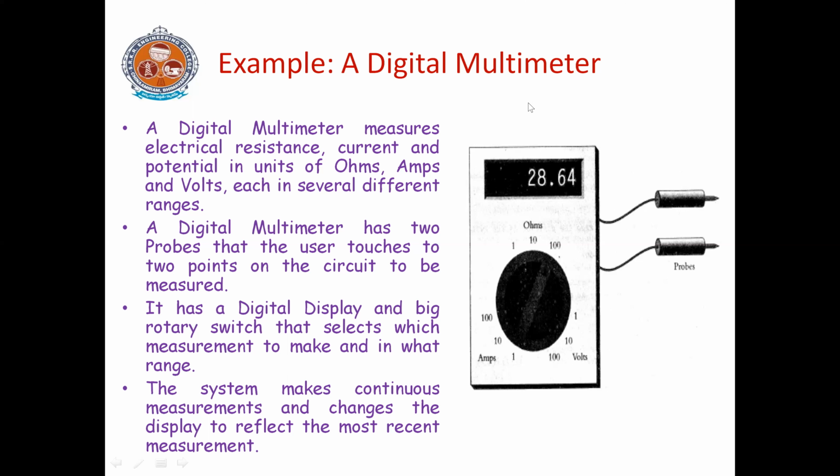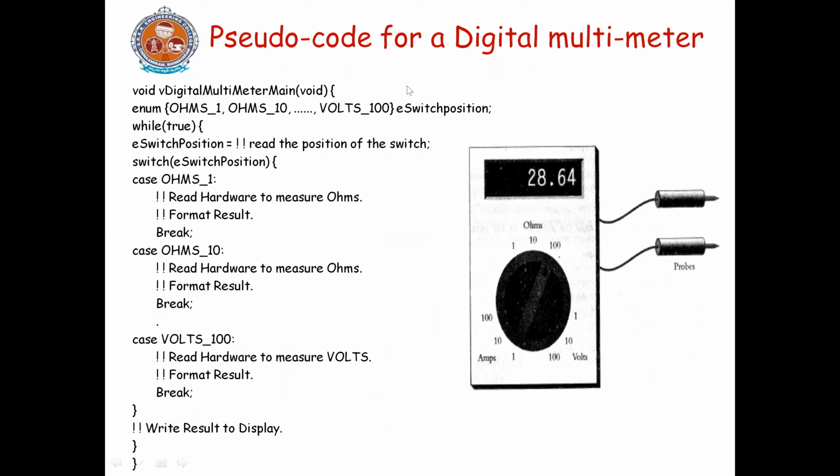Now we will see how the software routine is implemented for this particular embedded system, that is, this digital multimeter. This is the pseudo code for the digital multimeter. If you observe here, first of all we have given void v digital multimeter main. Here we are giving enum. Enum is an enumerated data type, that is a user defined data type. Here we are giving the ranges, that is 1, 10, 20 like that. So this e switch position is an enumerated variable.